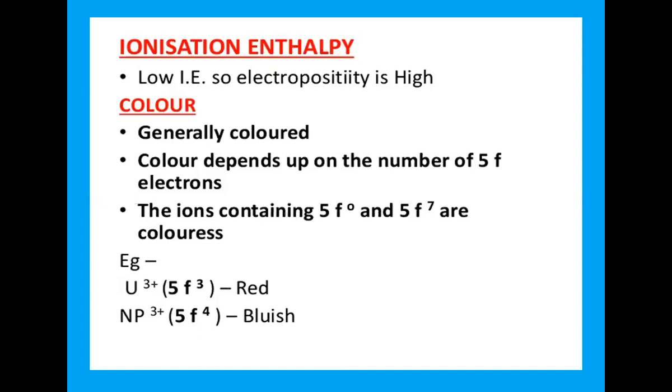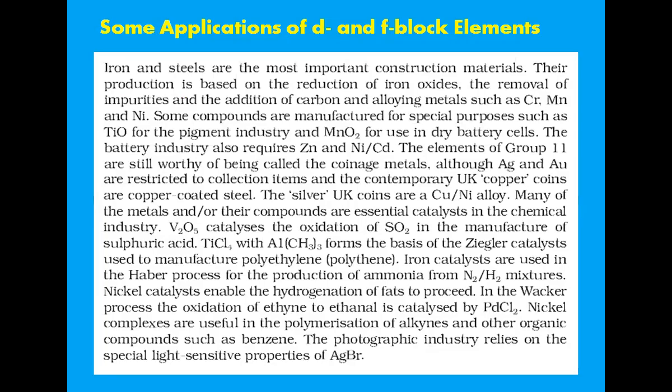Due to the presence of unpaired electrons and due to f-f transitions, these elements are also generally colored. But ions containing 5f0 and 5f7 are colorless. For example, uranium in its +3 state still contains 3f electrons. It is reddish in color. Neptunium in +3 still contains 4f electrons. That is why it is bluish in color.